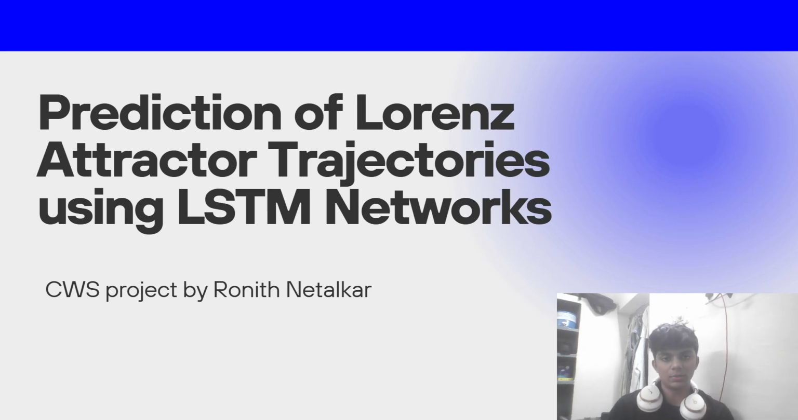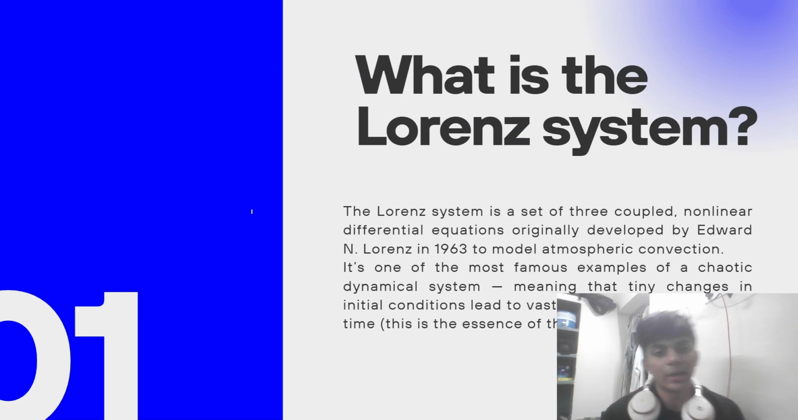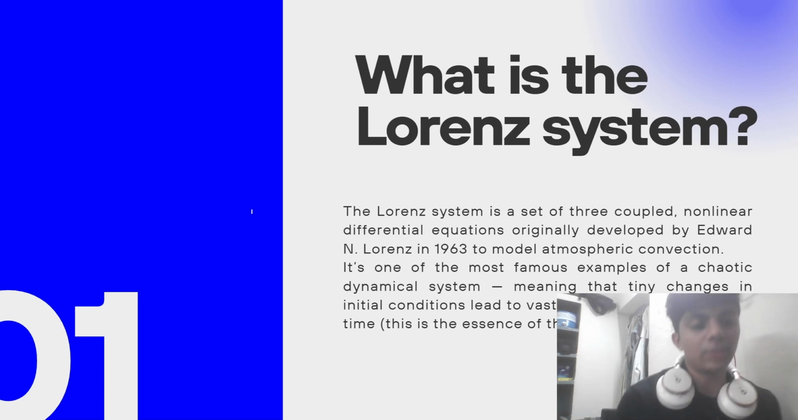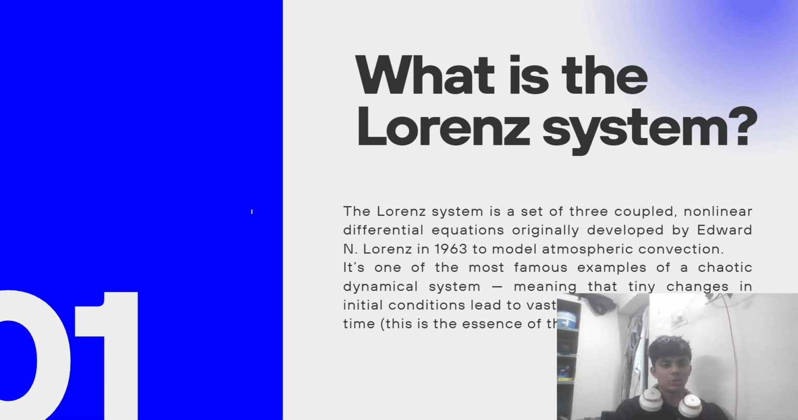I'm a third year engineering physics student, and my CWS project is on prediction of Lorenz attractor trajectories using LSTM networks. So, getting started. What is the Lorenz system? The Lorenz system is a set of three coupled nonlinear differential equations, which were developed by Edward Lorenz in 1963 to model atmospheric convection. It is one of the most famous examples of chaotic dynamical systems.